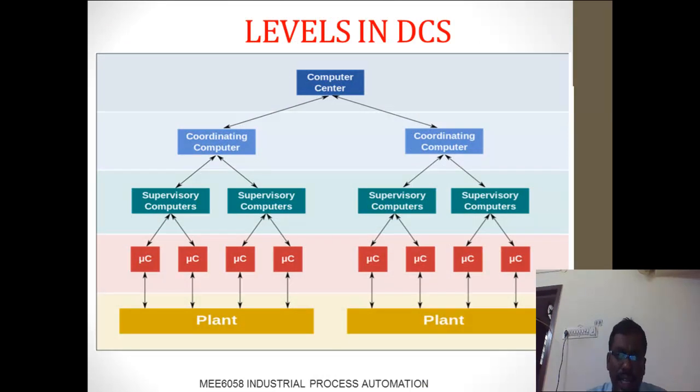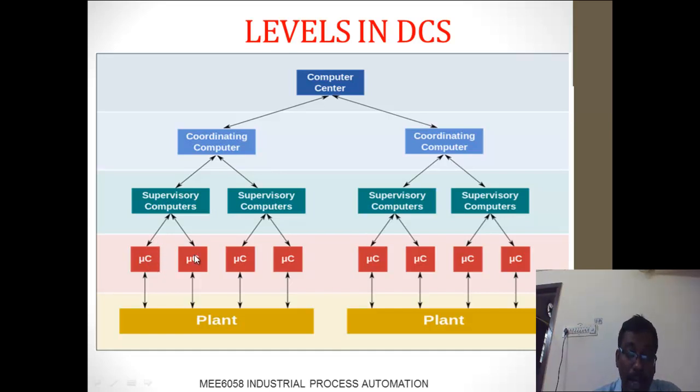And these are the levels of DCS. As I already said in the class, we have several levels: field level, unit level, operator level, management level, ERP level. We will cut off the high levels and come to the lower level. Here, we have a plant with microcontrollers, and instead of microcontrollers we can propose PLCs, and we can also control the PLCs.